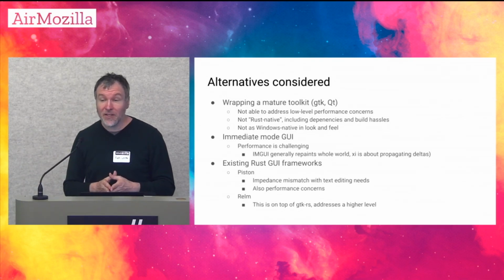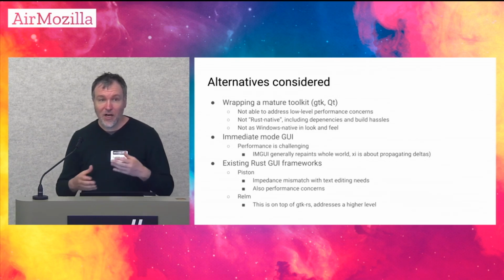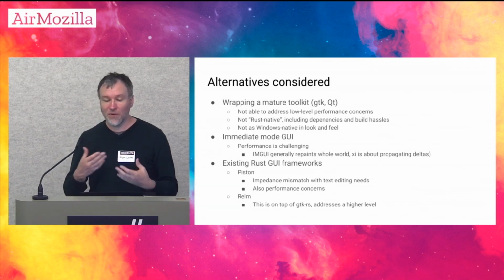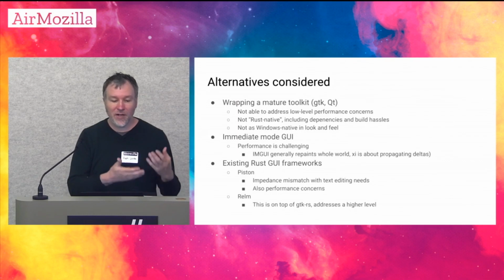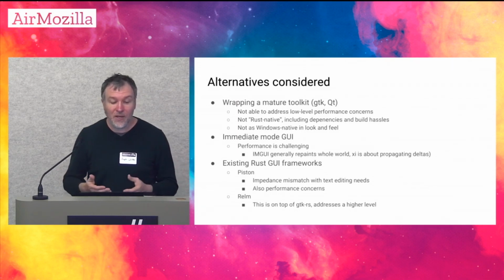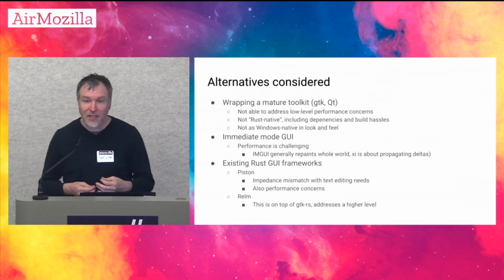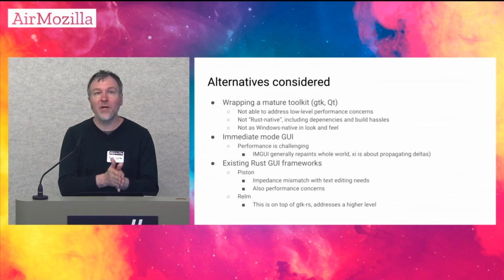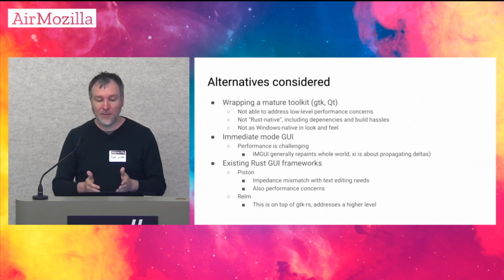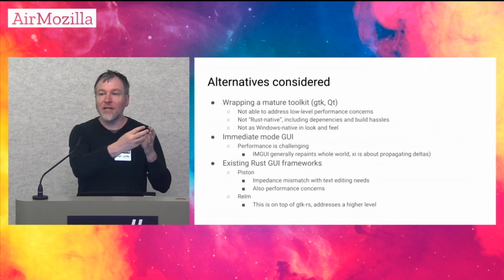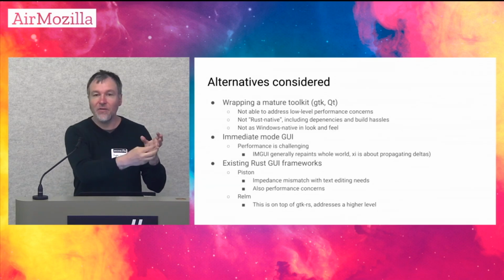Immediate mode GUI is something that I looked at. There are a couple of different ways to do immediate mode GUI. There are Rust bindings for Dear ImGui, or you could just write it. It's pretty simple code, and I think that's an interesting thing to explore. It wasn't exactly what I wanted to do because it's really difficult to propagate small deltas through an immediate mode GUI.